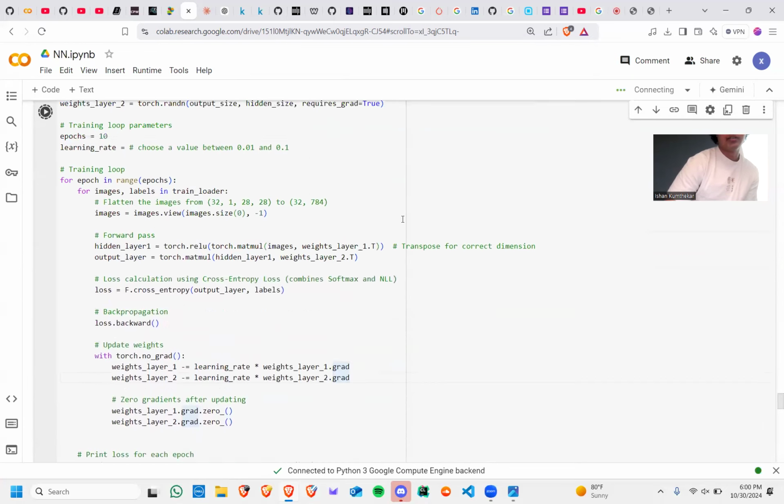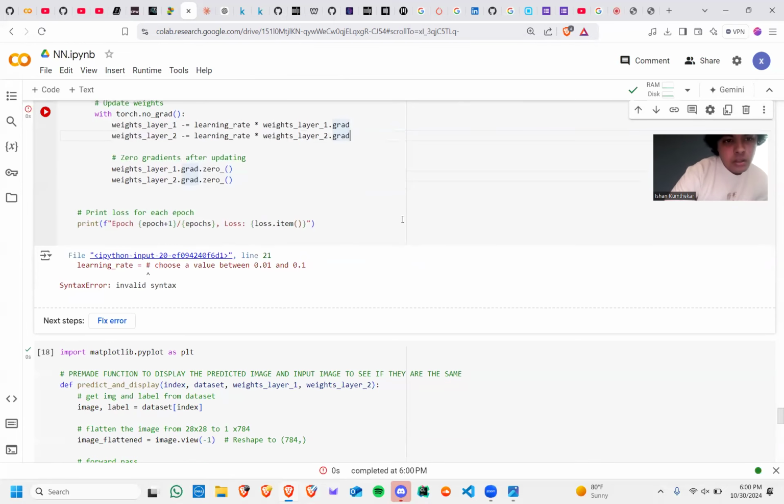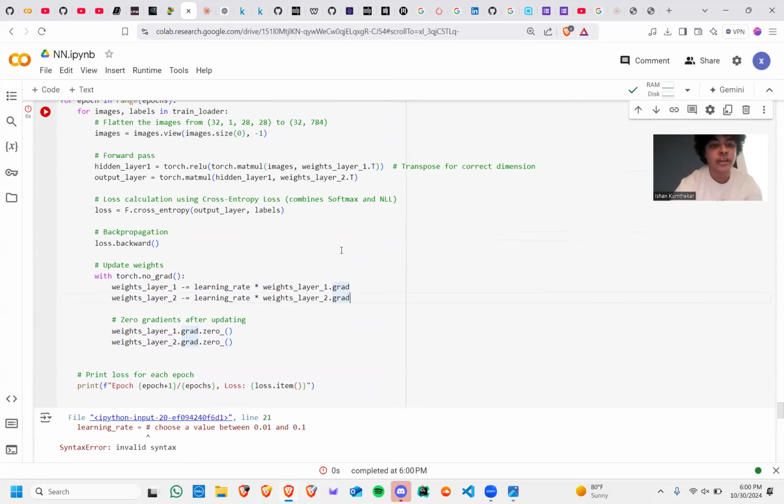So I'll just wait for this to train. Oh yeah, so can anyone guess? Okay, so a good learning rate is something between 0.1 and 0.001. But honestly, it depends on the application that you're having.